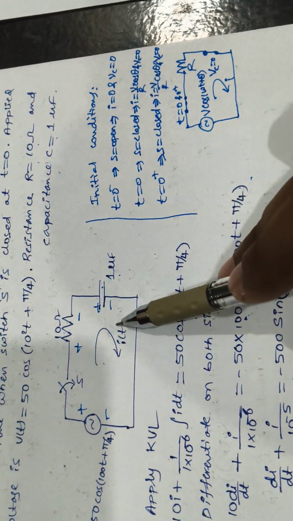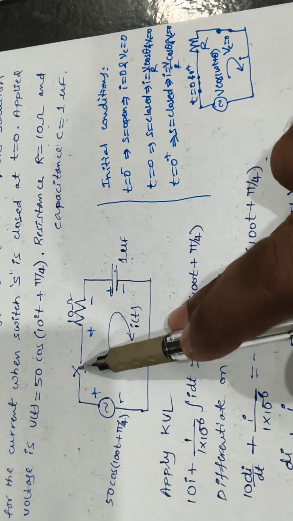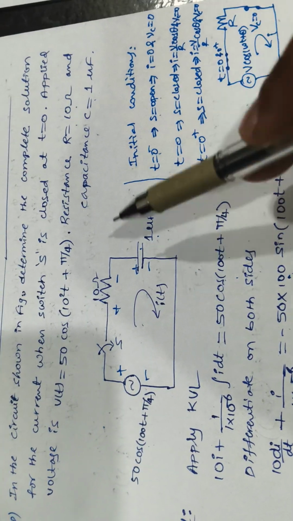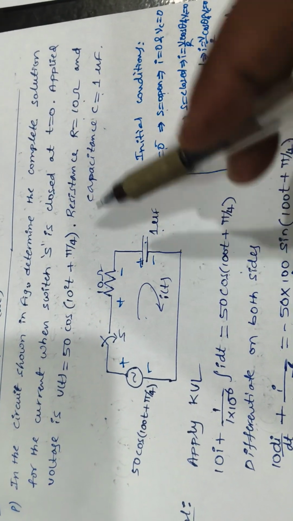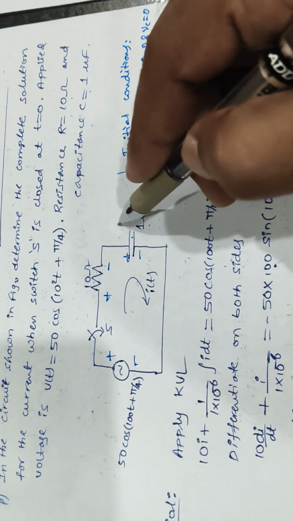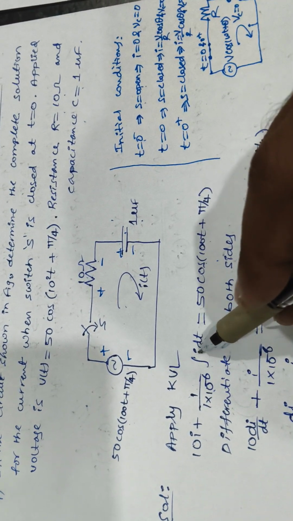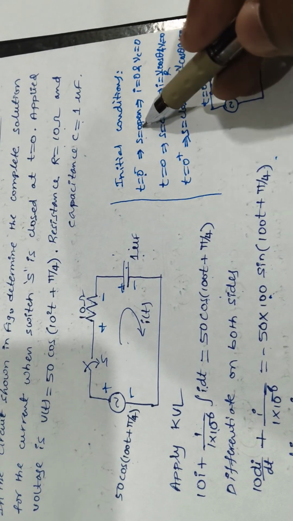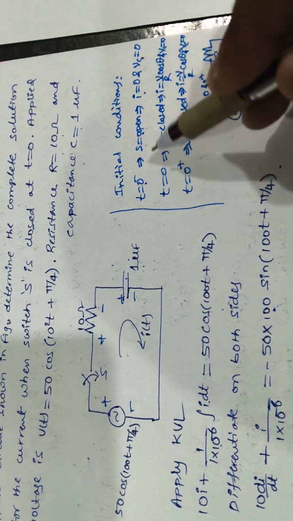If you see this circuit diagram, at t equal to 0 minus, earlier the switch was in open position. When it is in open position, the current flowing through this loop is 0. When current is 0, what is the voltage across the capacitance? Voltage across capacitance is equal to 1 by C integral of I dt, right? When I is equal to 0, voltage will become 0. That's why at t equal to 0 minus, the switch is open, I is equal to 0, Vc is equal to 0.